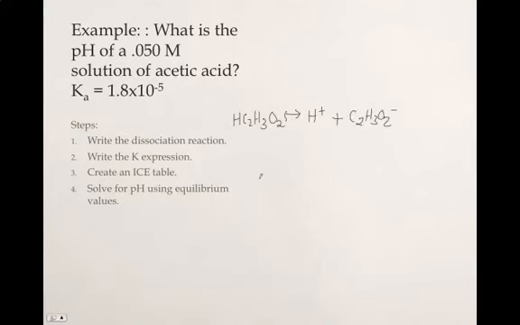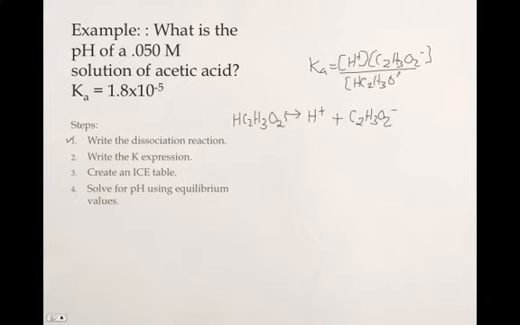Write the K expression for this. Okay, because this is an acid, it's going to be a Ka. So Ka is equal to H plus times C2H3O2 minus divided by HC2H3O2. Okay, so we wrote our K expression.